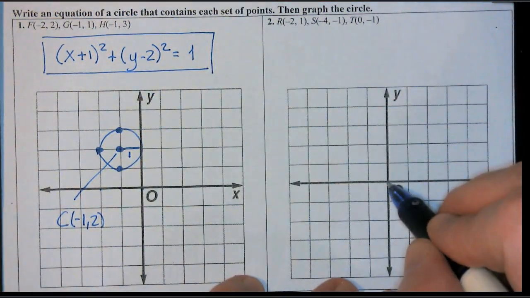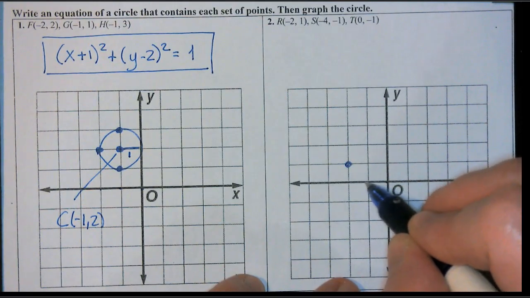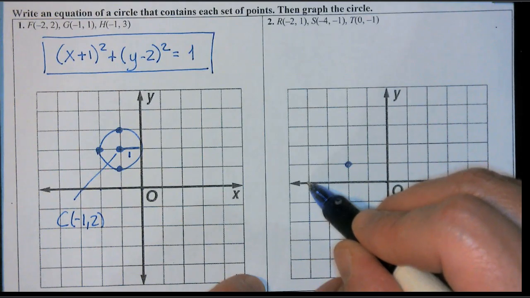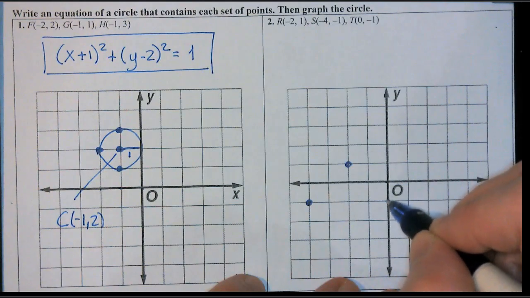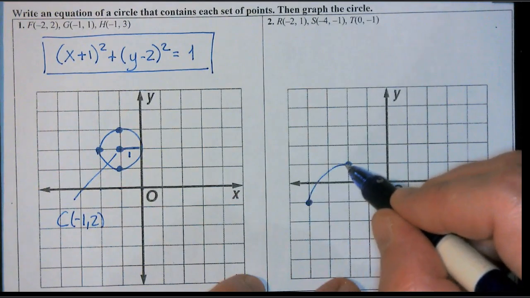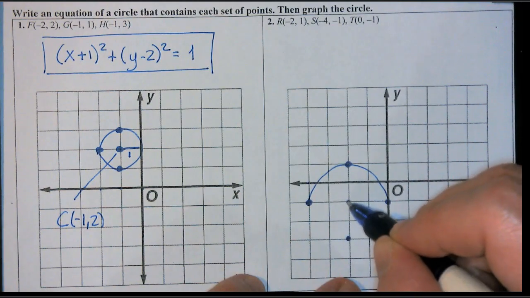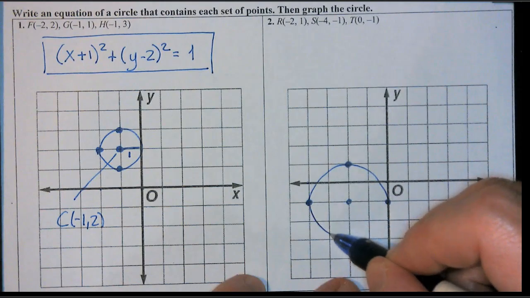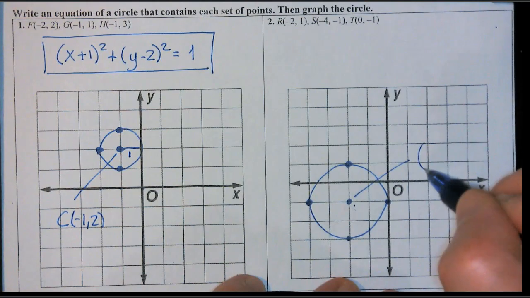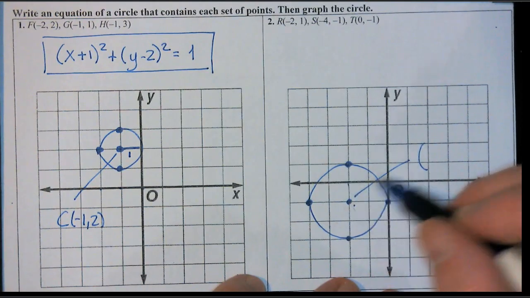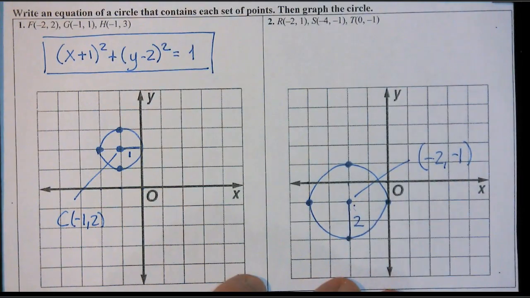Let's try another problem. Here I have negative 2, 1. I have negative 4, negative 1. And I have 0, negative 1. So right there, I can estimate that my circle looks like this. So my other point should be around here, and that would be my center. So right there, I sketch my graph. So my center is that, which is negative 2, negative 1. My radius has a unit of 2.